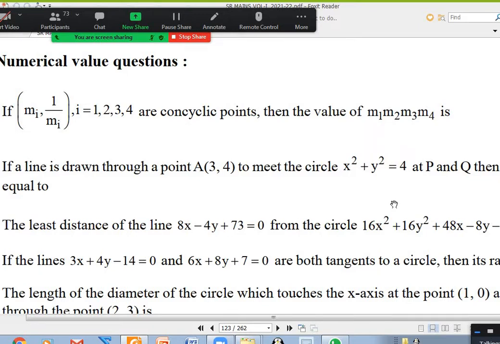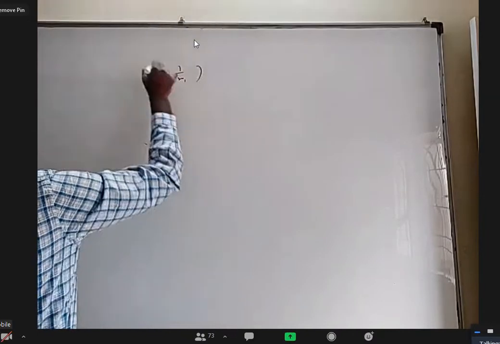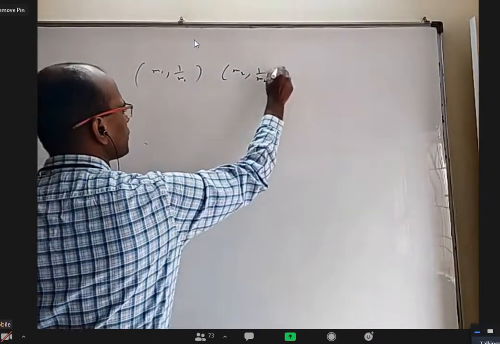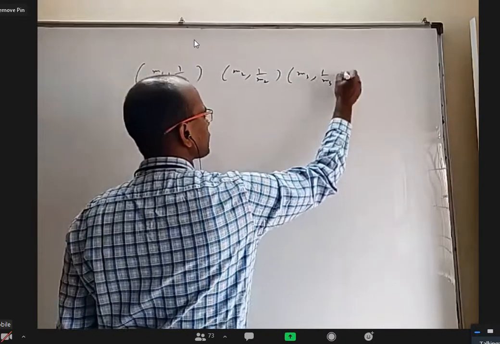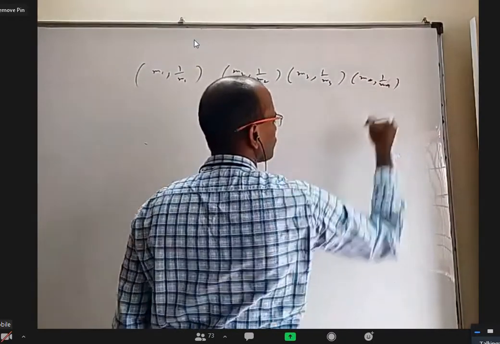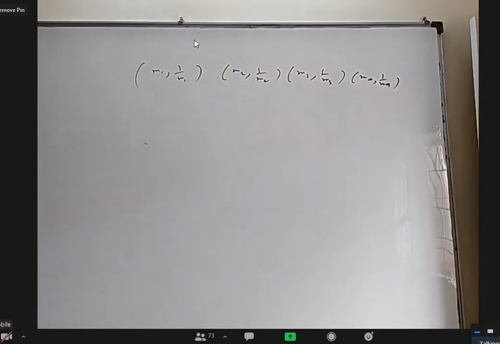Sir, how to do the first question? Yeah. Basically, the first question is they want 4 points to be concyclic: m1 comma 1 by m1, m2 comma 1 by m2, m3 comma 1 by m3 and m4 comma 1 by m4. These are concyclic points. What is the condition? Normally to prove 4 points are concyclic, you take 3 points, find the circle equation and then substitute the 4th point. But if you try to do it like that, it is very lengthy and these are not numbers that we can actually solve and find g, f, c values.